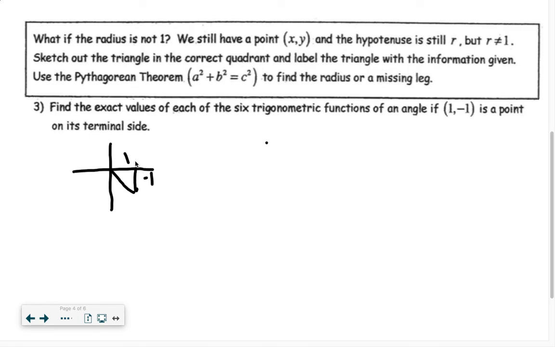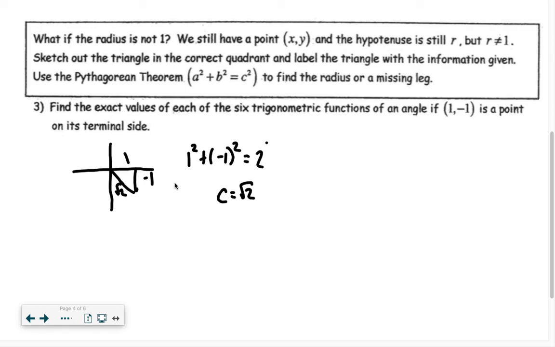So even though it's a triangle, we are going to put negatives in there just so we can keep cosine and sine the correct value. If you find the hypotenuse, it is -1 squared plus 1 squared, which is 2. That is c squared. So c is equal to square root of 2.